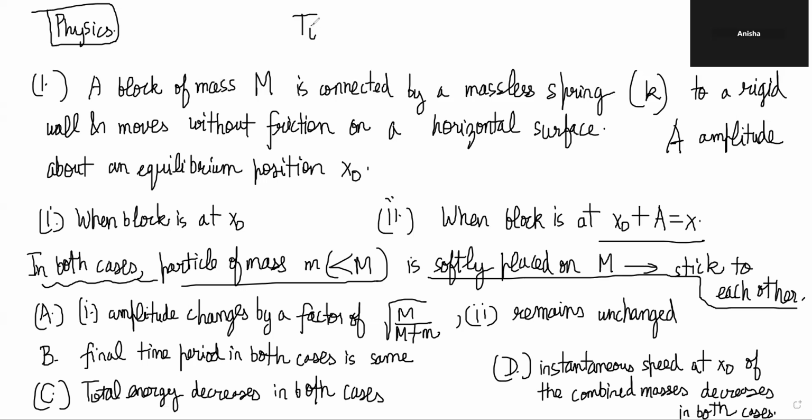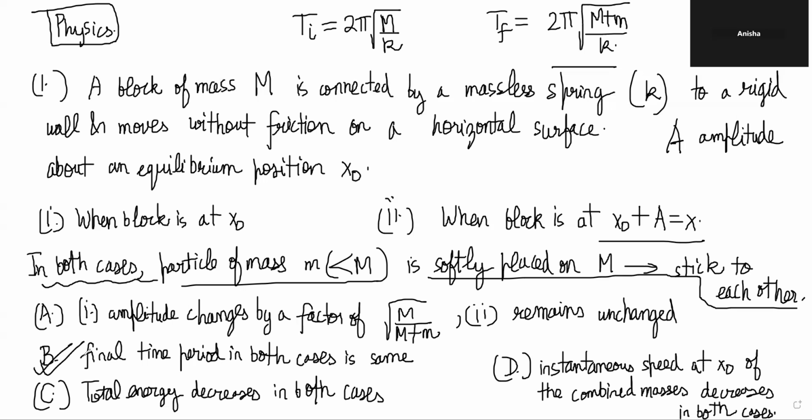The time period will change, right? Yes, sir. It will just become 2 pi root small m plus capital M by K. It will be the same in both cases. So this final time period is the same in all cases. B is correct.